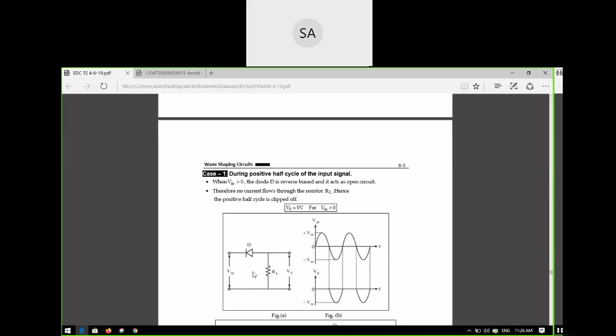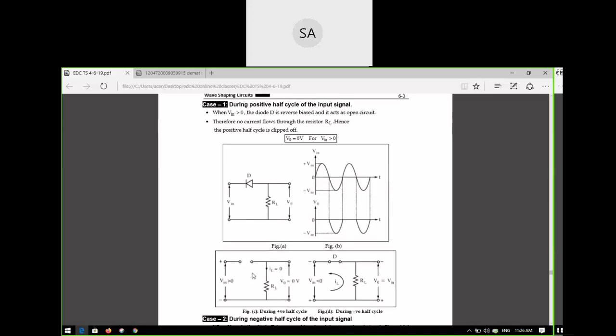So in reverse bias, how will the diode work? Will the diode be short circuited or open circuited? Open circuit, sir. So in reverse bias, the diode will act like an open circuit. Open means infinite resistance. That means it is open like this. So what is the current flowing in the circuit?